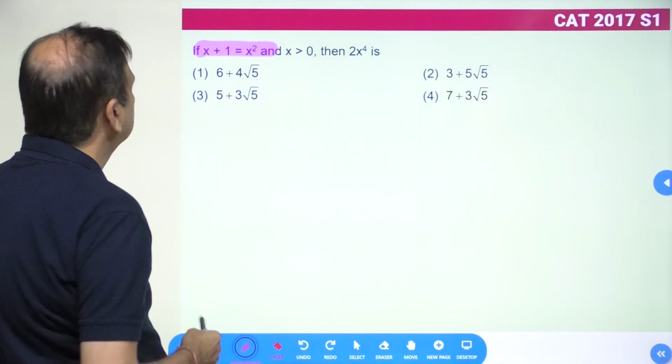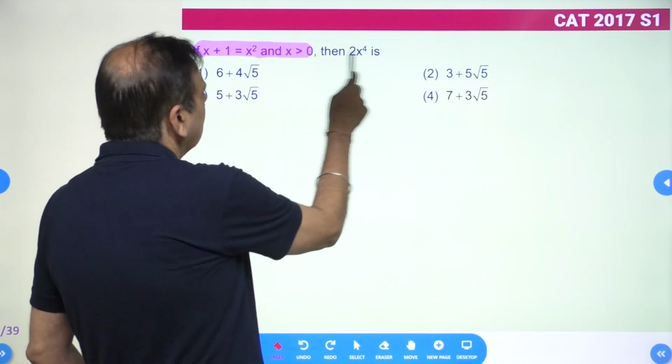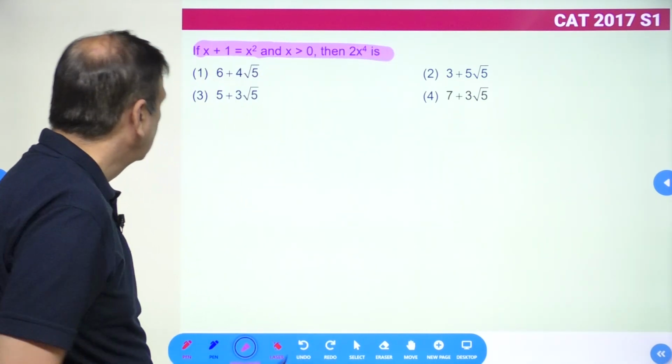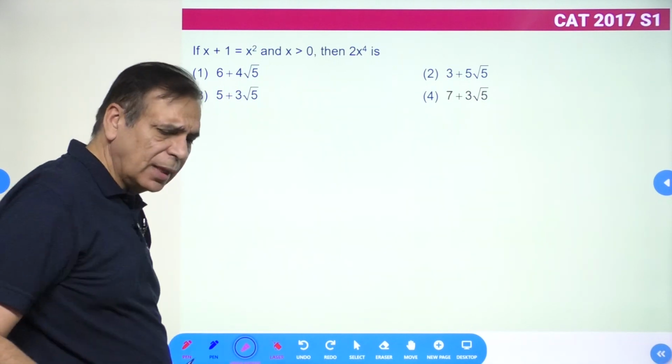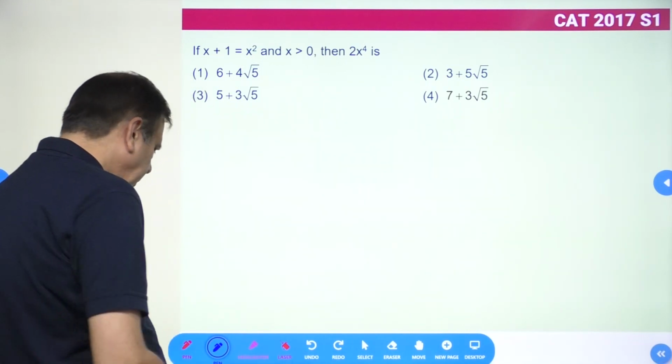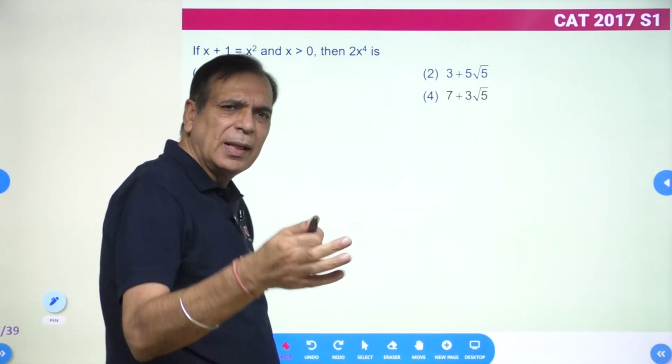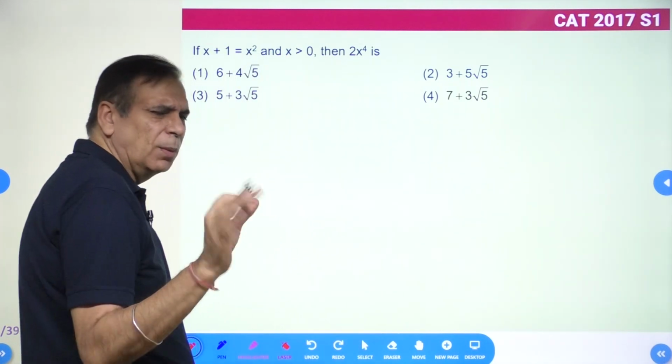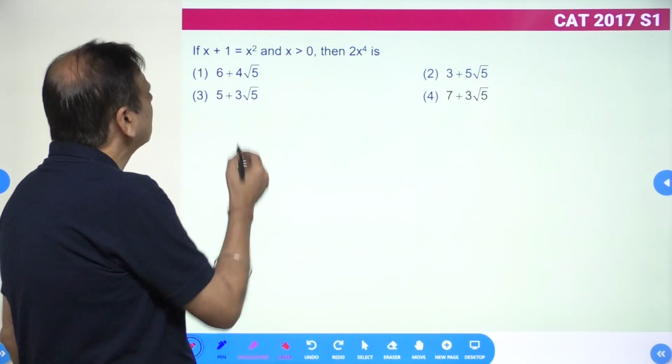x plus 1 is equal to x square and x greater than 0. What is x to power 4? 2x to power 4. Okay. Very very interesting question and I'm sure how most people will solve. Okay. But मेरा एक इसमें अलग जुगाड़ है, उस पर बाद में आता हूँ. पहले मैं तुमको let me just get you started with the mathematical approach.